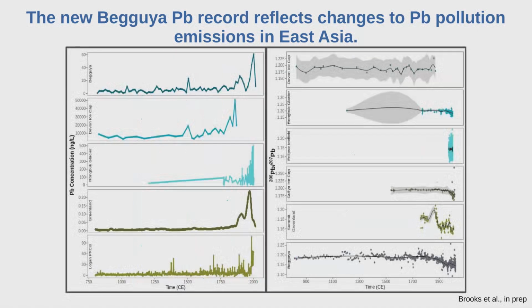When we compare the Bona lead record to other published records, what we can see is the similarity in the lead concentrations in Bona, which is in Alaska, as well as the Mount Logan PR coal record from the Yukon. Whereas there's a deviation when you compare the Bona record with the Greenland record. In Greenland, we very clearly see the onset of the American and European Industrial Revolution, which is absent in the Bona or Mount Logan records.